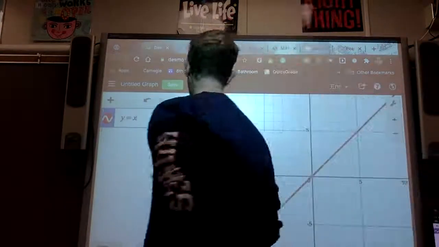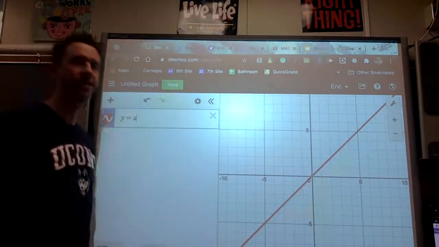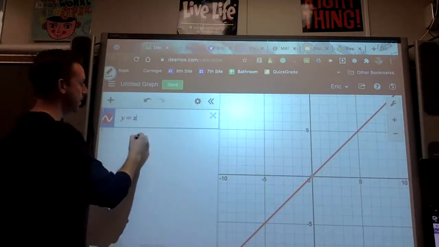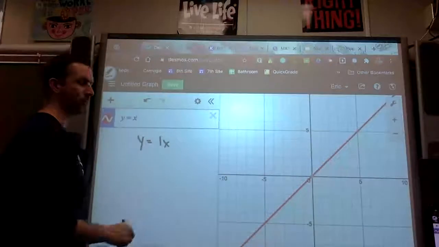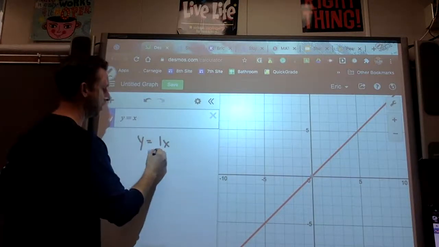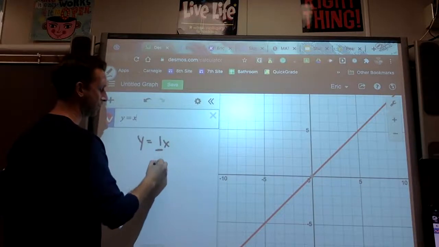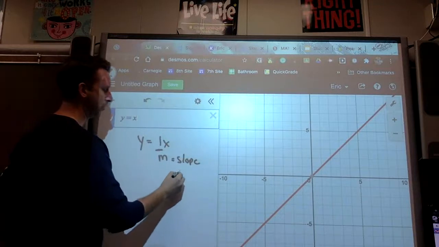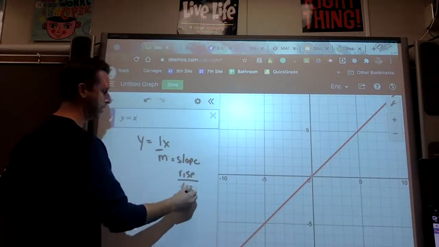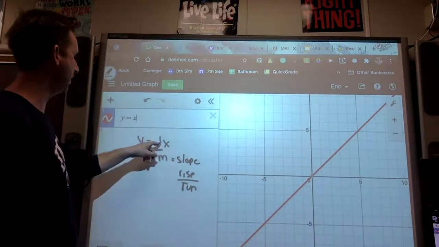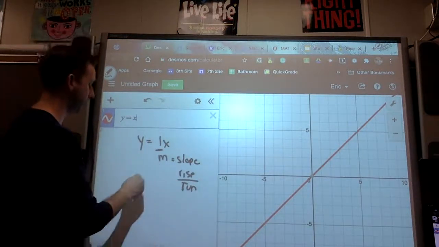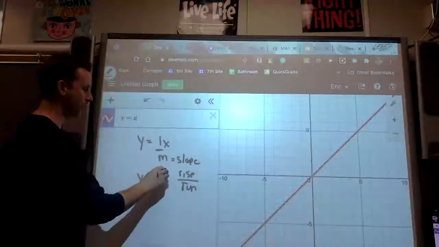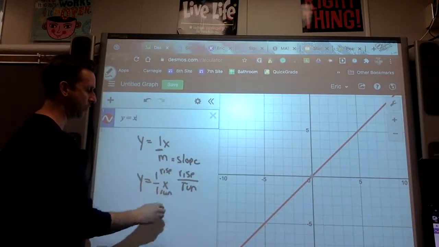y equals x, and we call this the parent function, okay? This is the parent function because y equals x has a value. It is y equals 1x. So when we think about this idea of the value here, this number outside of the x is what we call m, which is the slope. The slope is referred to as the rise over the run. Well, you're like, how could I have a fraction here when I have the whole number? Well, remember, I could create that into a whole number, right? I could say that's y equals 1 over 1x. So the 1 would be the rise, and the 1 in the denominator would be the run.